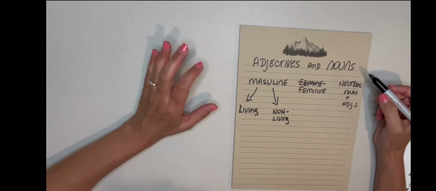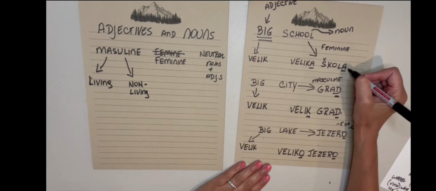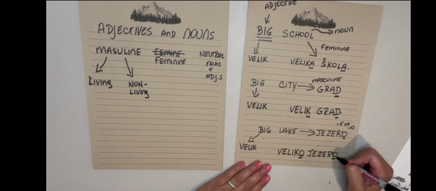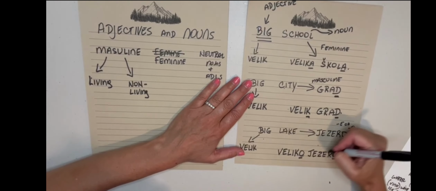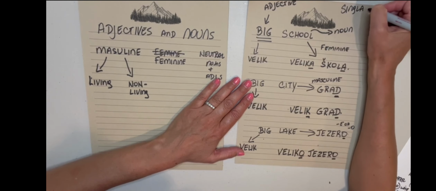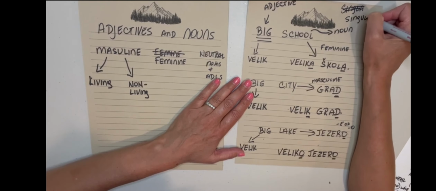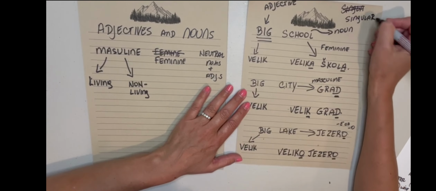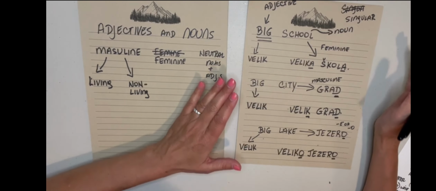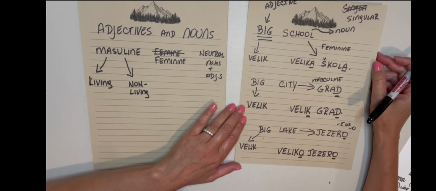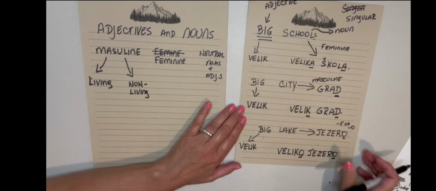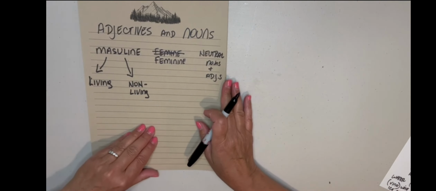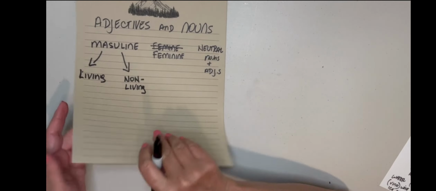So what we've addressed are those singular. It's a big school. So this is singular, a single school. A big city, a single city. A big lake, a single lake. There are also the plural. So everything that we talked about here is singular. Just like, whoops, can't spell today. Singular. So what about the plural of these? Well, in English, we would just say big schools, right? We would say big cities. We would say big lakes. It's a little bit different in the Serbian language. So let's take a look at that.